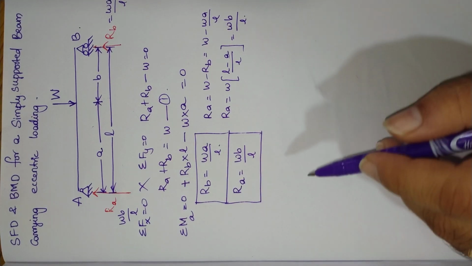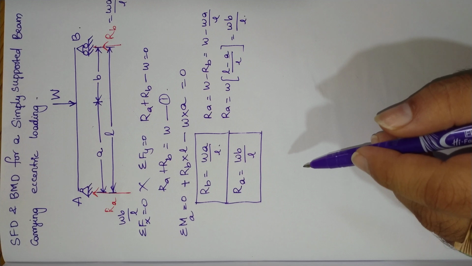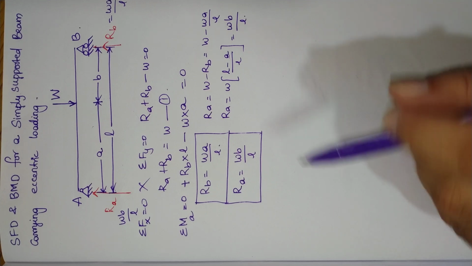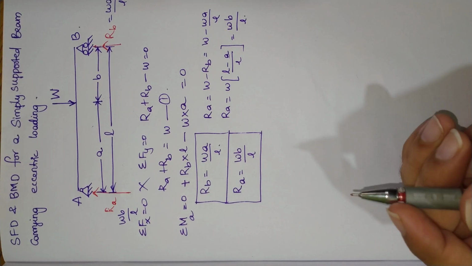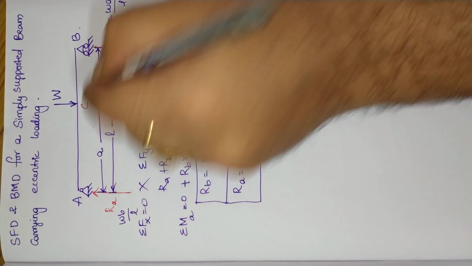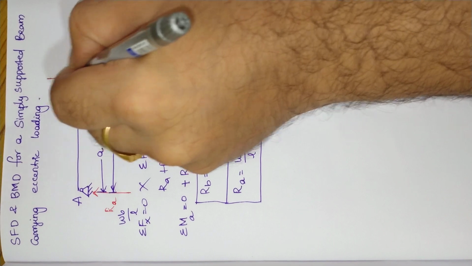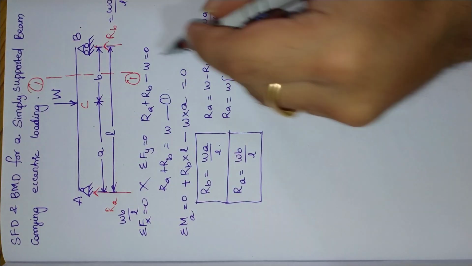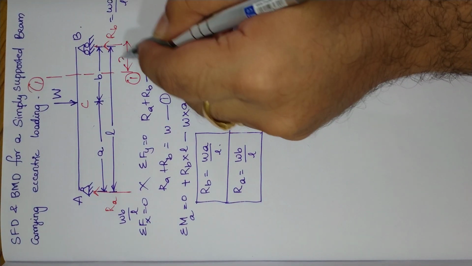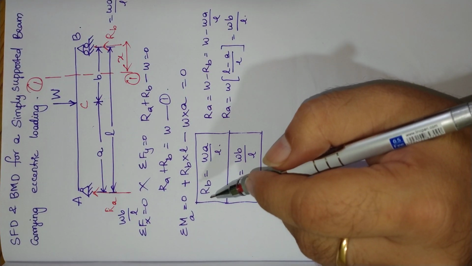Now the next thing is we need to calculate the shear force and the bending moments. For that, I'll take a section in between B and C. Let us consider the point where the point load is acting as C. I am considering a section in between B and C. Let us call this section 1-1. This section is located at a distance of small x.